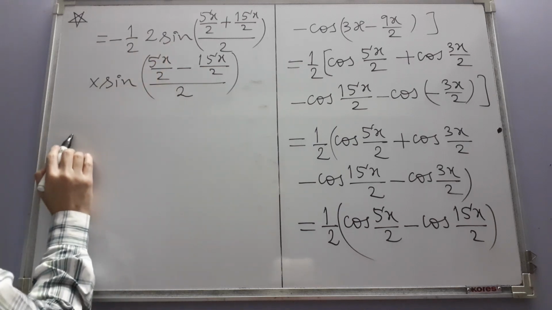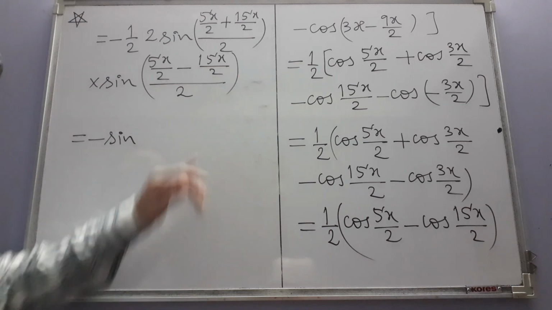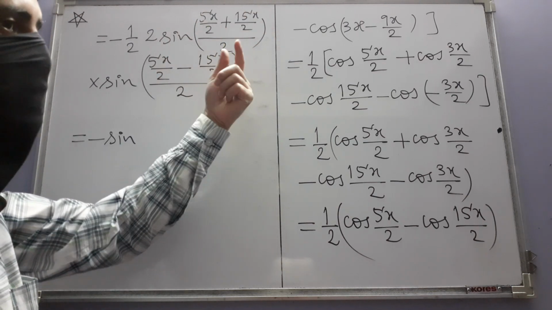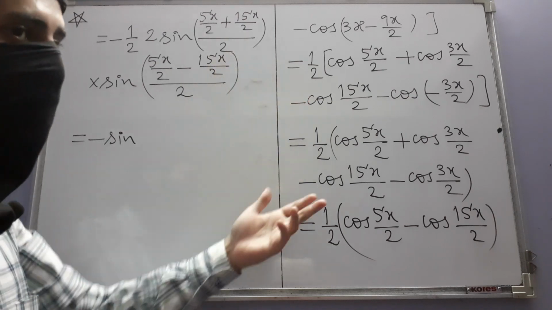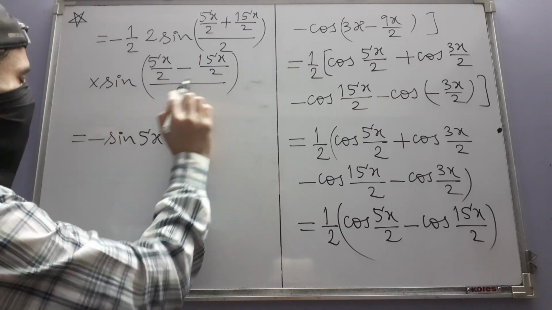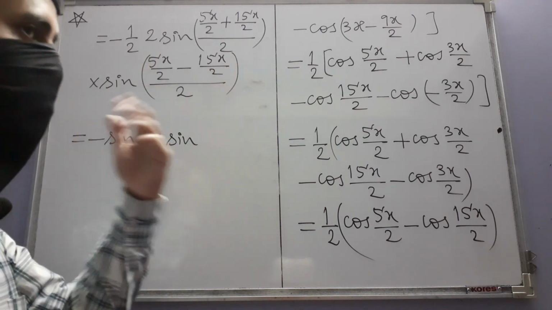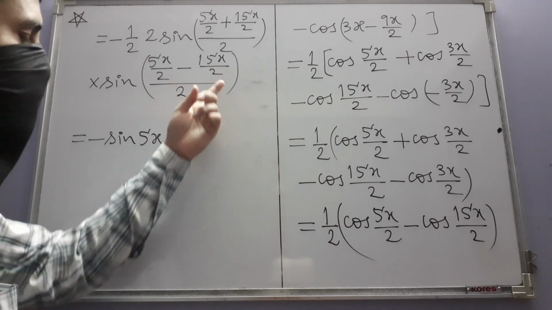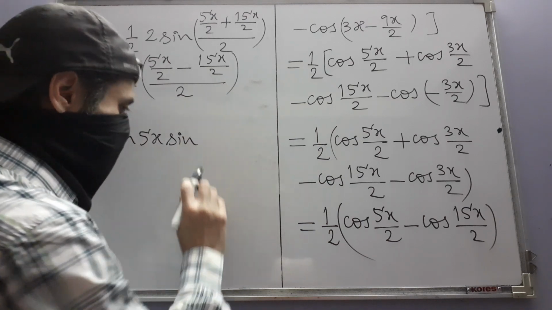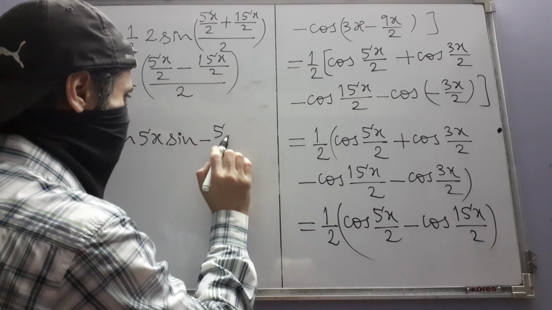Okay, so these two get cancelled and we have minus sin 5 plus 15 is 20. 20 divided by 2 is 10. Divided by another 2 is 5. And what about this one? 5 minus 15 is minus 10. Minus 10 divided by 2 is 5. But there is another 2. Is 5, means it's minus 5. Magnitude is 5 but minus 5.